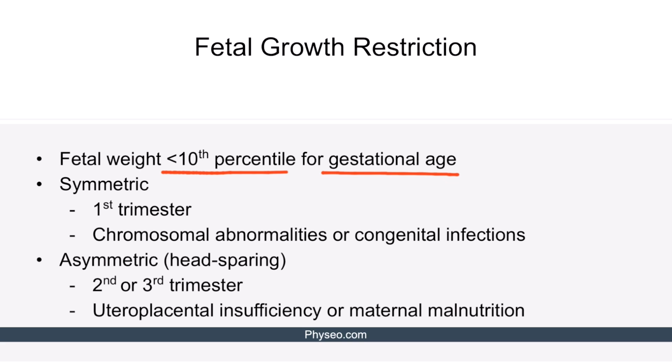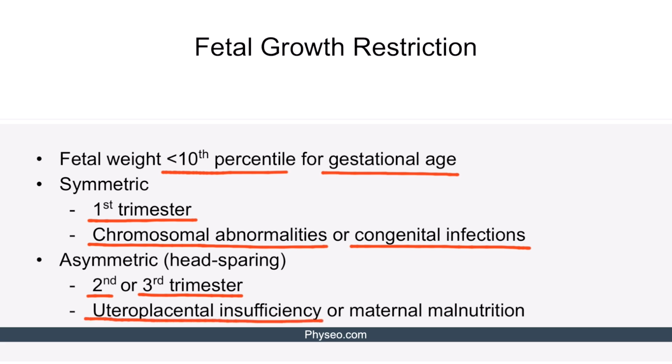Okay, so symmetric fetal growth restriction usually occurs in the first trimester, and this is either due to chromosomal abnormalities, such as aneuploidy, or congenital infections. On the other hand, asymmetric, that is head-sparing fetal growth restriction, occurs in the second or third trimester, and this is usually due to any cause of uteroplacental insufficiency. For example, diabetes, gestational hypertension, or preeclampsia. And maternal malnutrition can also cause asymmetric fetal growth restriction.